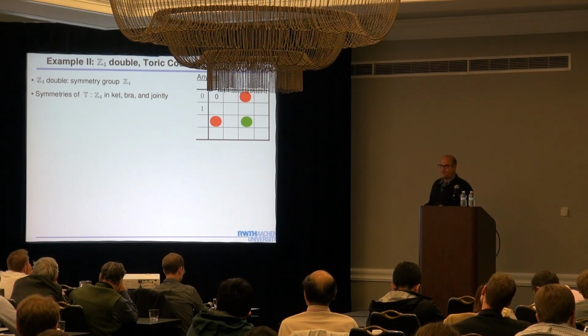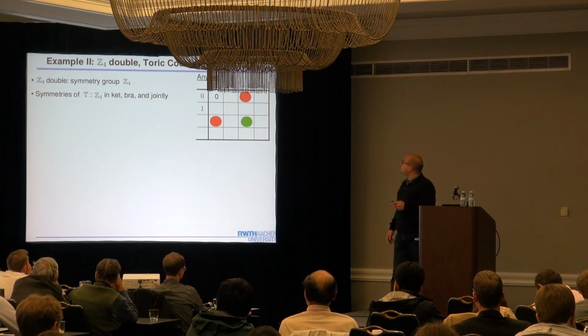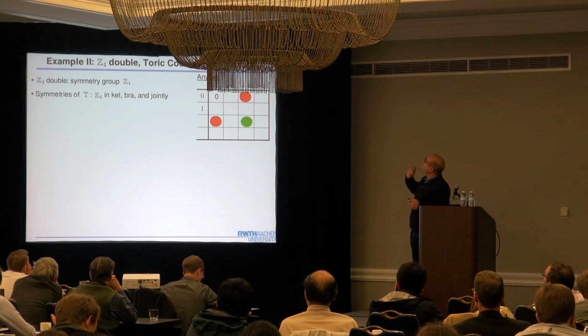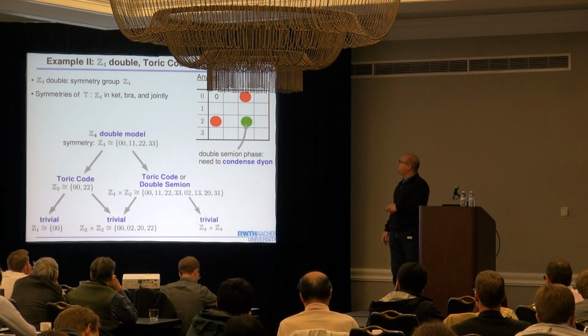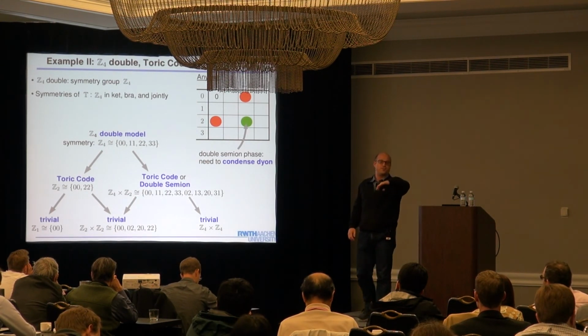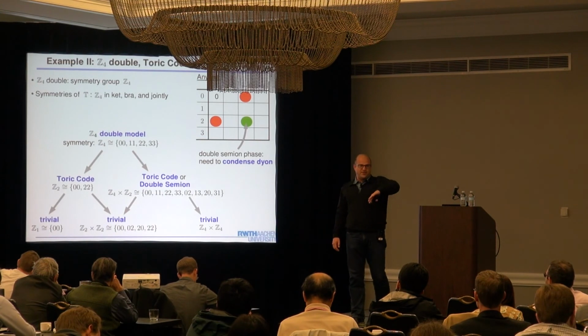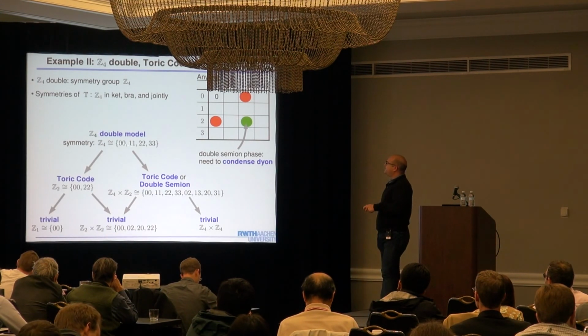Okay, so in the last 2 or 3 minutes, let me look at the more interesting case, which is Z4. I think it's actually very exciting; it took us a while to understand this. While Z4 has obviously many more ways to break symmetries, because you have Z4 in the ket, Z4 in the bra, you can break Z4 down to Z2, etc.